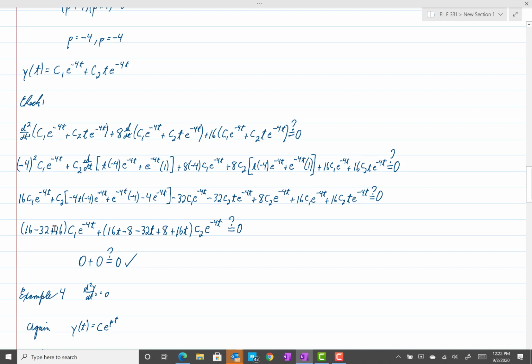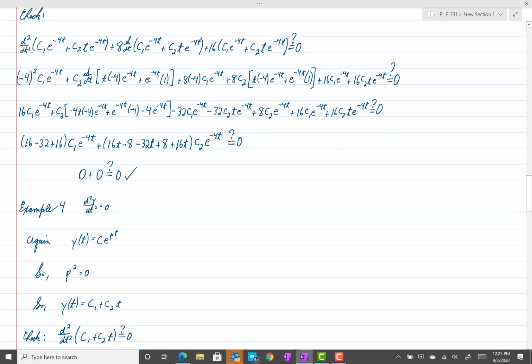16c1 is right here. And 16t c2 is right here. So that's what we get when we group all of this together. And then we see that 16 minus 32 is negative 16 and 16, so we get 0 there. And here 16t minus 32t is negative 16t, plus 16t is 0, and negative 8 and 8 is 0. So we have 0 plus 0 equals question mark 0.